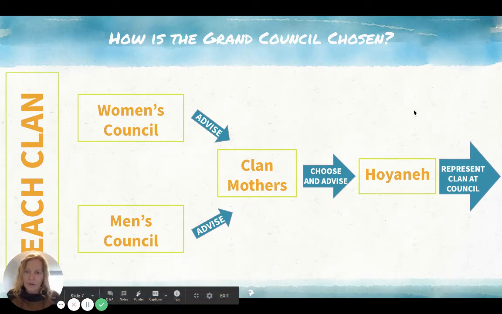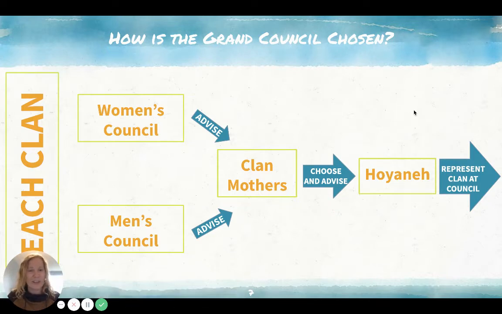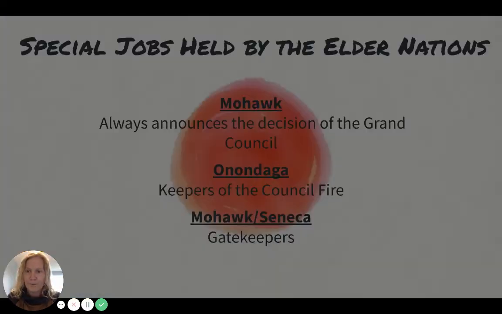So when they go to the Grand Council, they have to make sure that they're representing their people fairly, and they are actually representing the wants of those people. If you think about our government, if our government isn't doing what we've asked them to do or what we've chosen them to do, we can replace them. And the same goes with the Hoyana and the Iroquois.